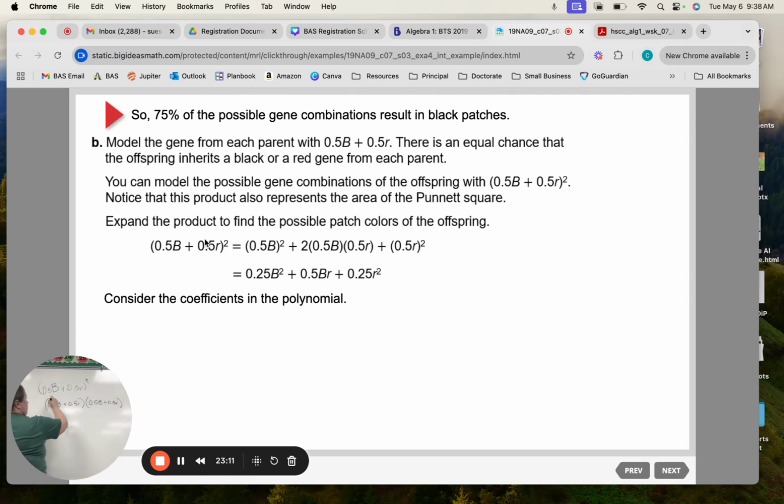And then we could FOIL. So I get 0.5 times 0.5, which is 0.25 B squared. I knew that. Okay, and then do outer, 0.5 times 0.5, 0.25 BR. Inner, same thing. And then last, what's 0.5 times 0.5? 0.25 R squared. Okay, and then we just combine this middle section, 0.5 BR.